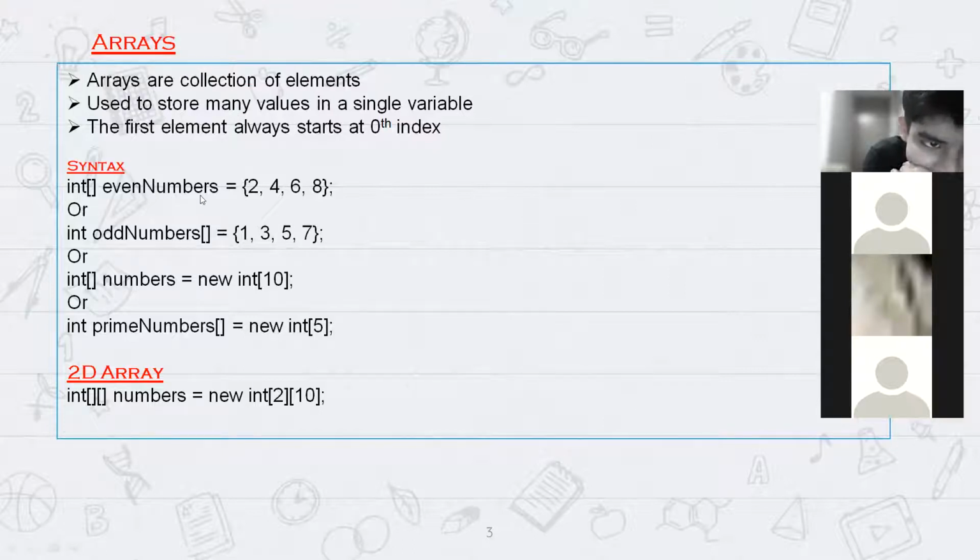This is a single variable which stores multiple values. And then the first element starts at the 0th index, so 0, and the max will be dot length.